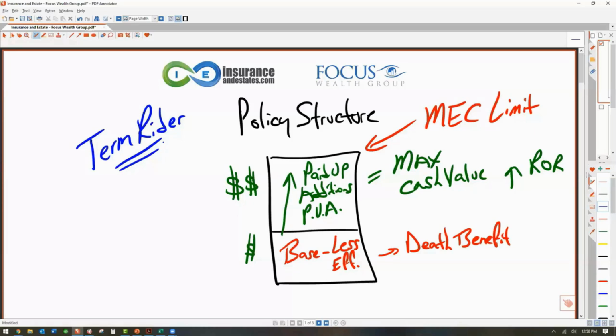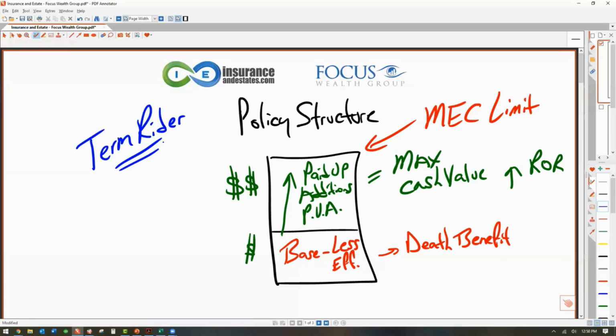So with that said, this is the idea. When I design policies for clients, we use the paid up additions rider to get very aggressive on that cash value growth. Now, coincidentally, why do you think most insurance agents out there want to put all of your premium into base? Well, I have an idea. You want me to say it, or you want to say it?